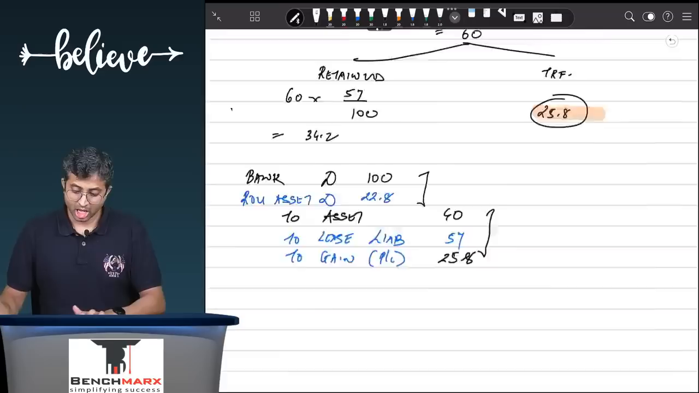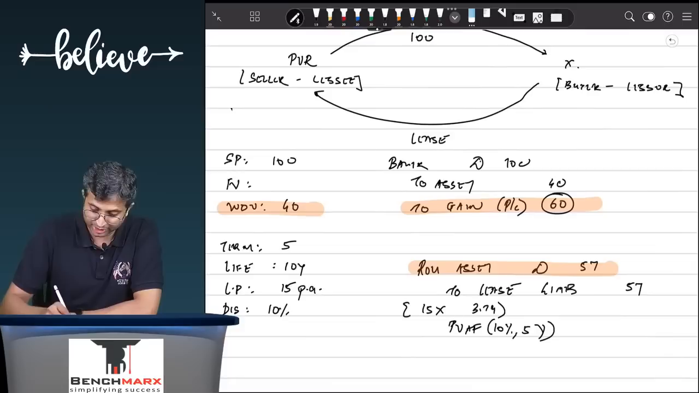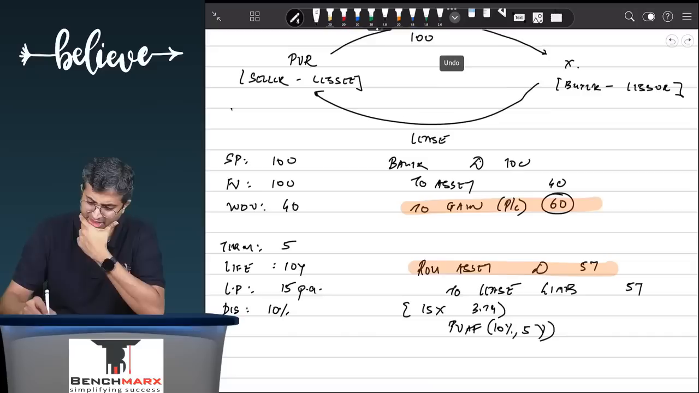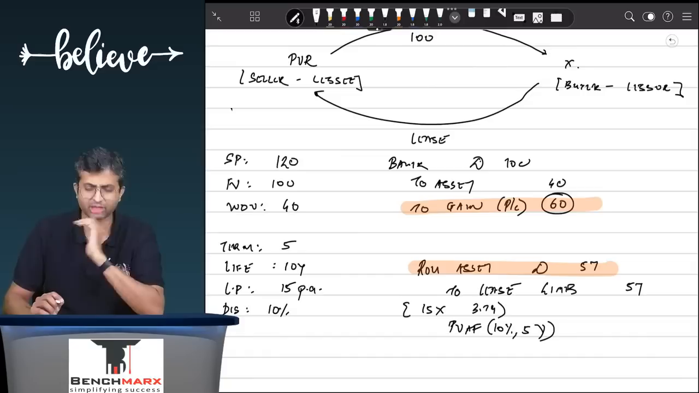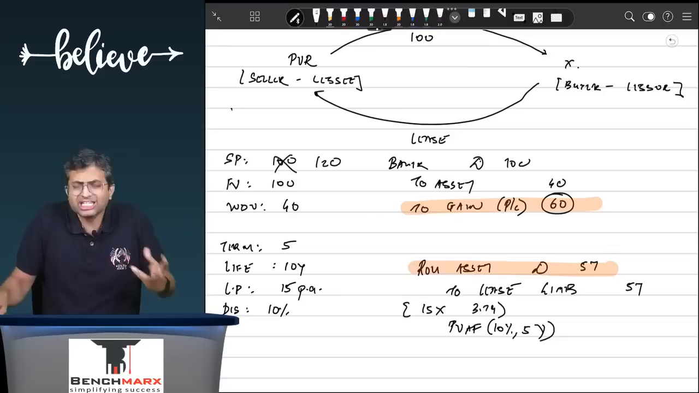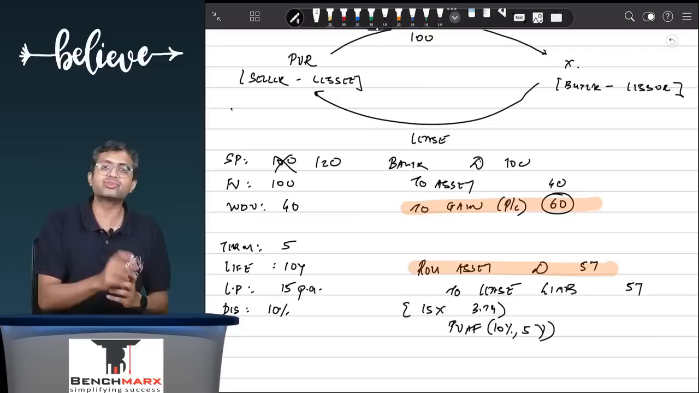Acha, is it possible that the transaction is off market? Well, yes. For example, let me just change this a little. Let us say the selling price was 120 rupees and the fair value was 100. If the selling price was 120 rupees, then ideally I should have received only 100 for the asset. I'm receiving 120. Why am I receiving 20 more? The standard believes that the 20 more is in the form of loan.